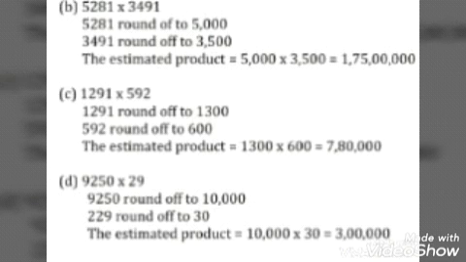Then last question, 9,250 into 29. 9,250 round off 10,000. Next 29 is round off 30. Then multiply the numbers. 10,000 into 30 is equal to 3 lakh.